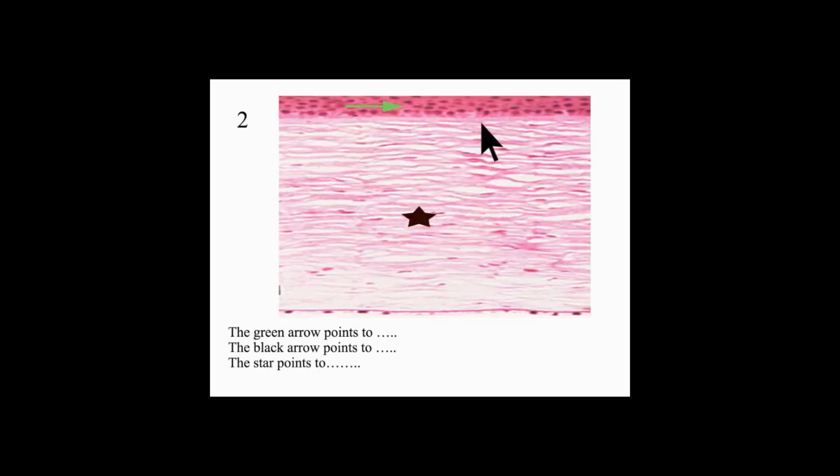The green arrow points to the epithelium, which is non-keratinized stratified squamous epithelium. You should mention the type. The black arrow points to the Bowman's membrane, the start of the substantia propria.